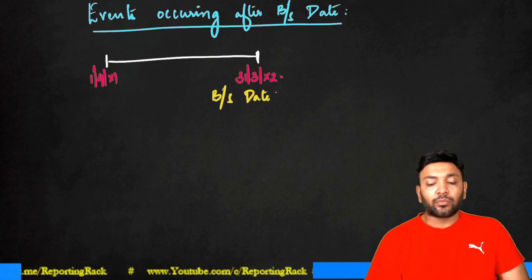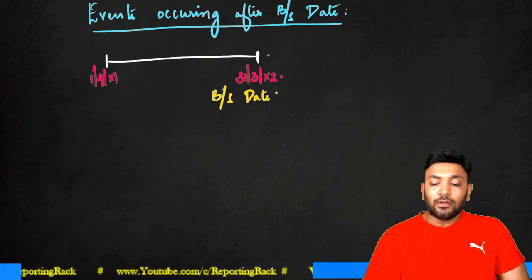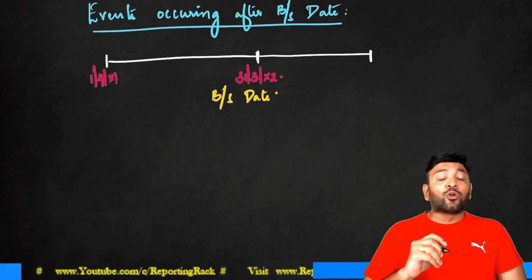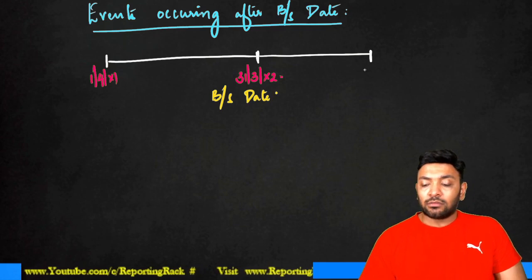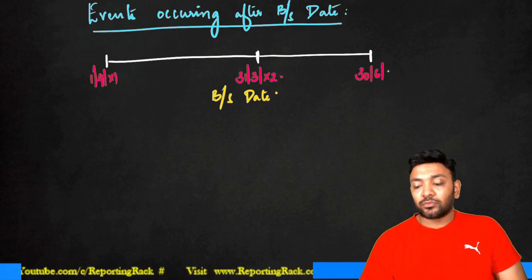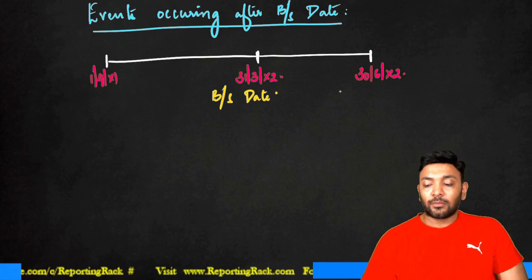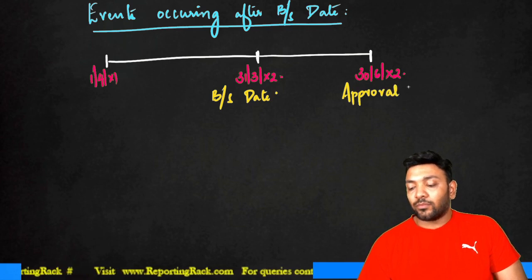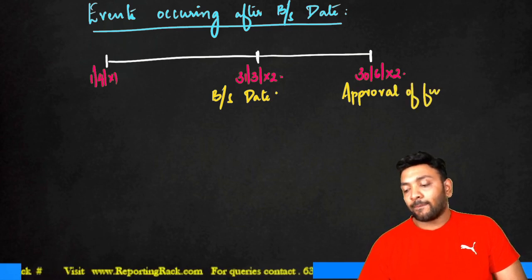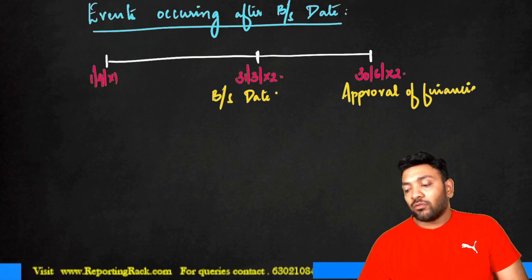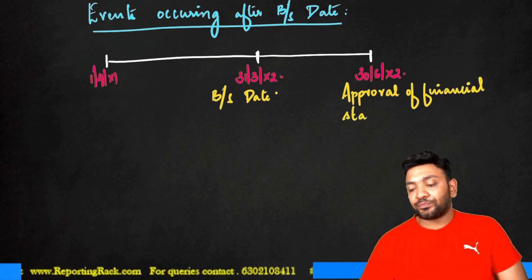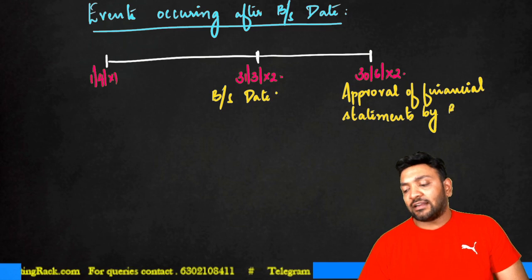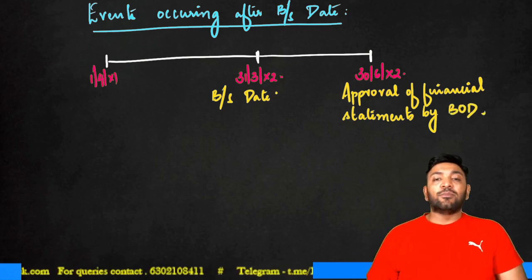However, let's say the board of directors have approved the financial statements only on 30th of June. Approval of financial statements by board of directors, calling it as BOD.